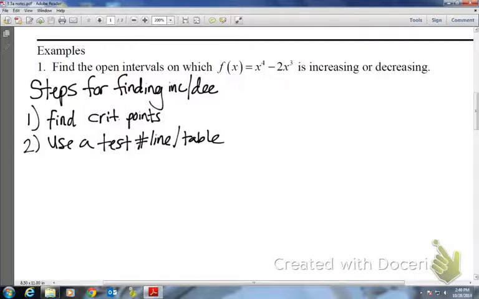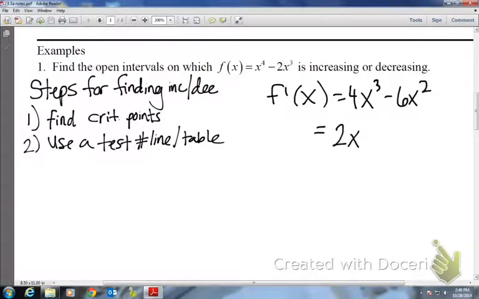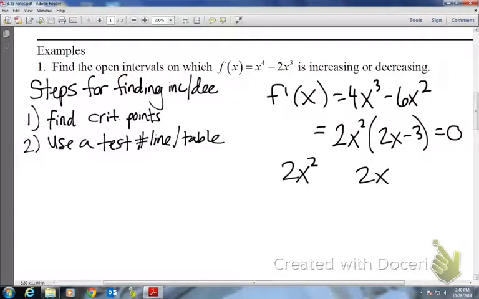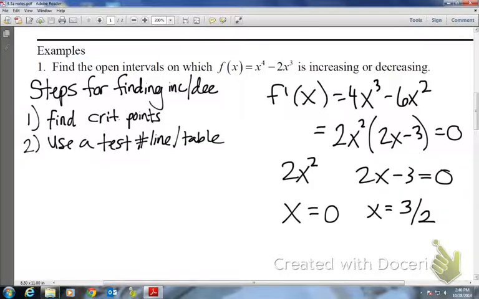So for critical points, I need to know where the derivative of this function is equal to 0 or where it's undefined. So I find the derivative of f of x. I get 4x cubed minus 6x squared. I have to find out where that equals 0. So if I factor out a 2x squared, I get 2x minus 3 equals 0, because I'm trying to find out where this equals 0. So I know that 2x squared will equal 0, or 2x minus 3 will equal 0. So x either equals 0 or x equals 3 halves. So those are my two critical points, x equals 0 and x equals 3 halves.